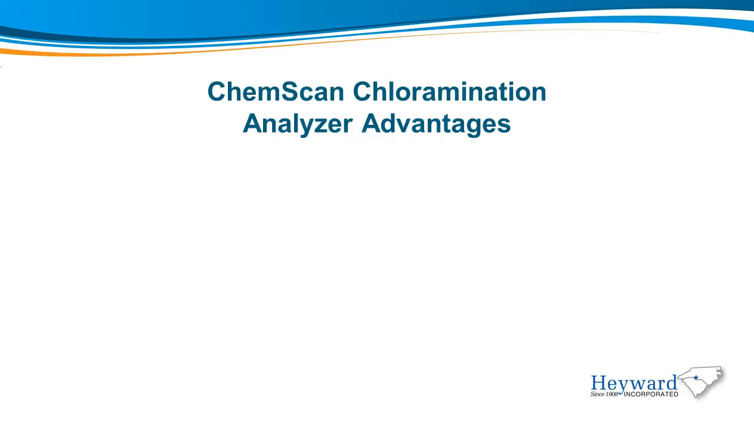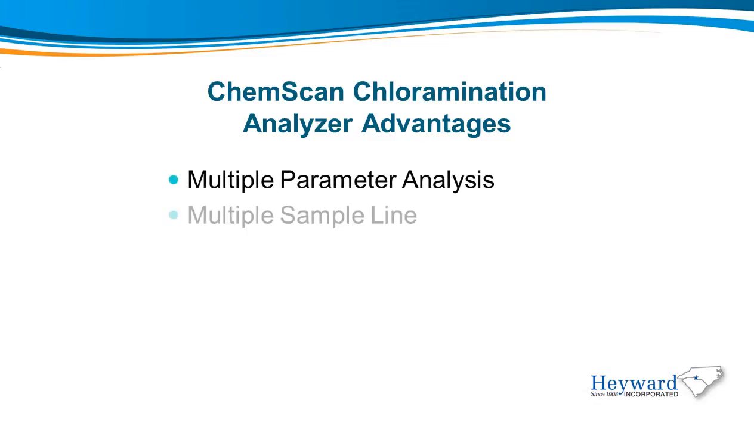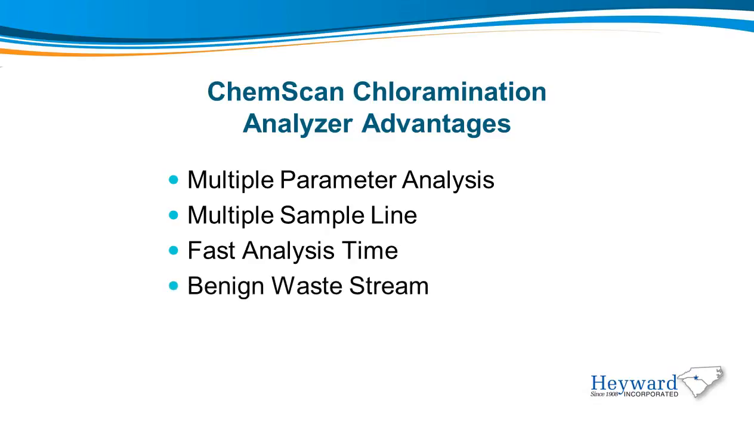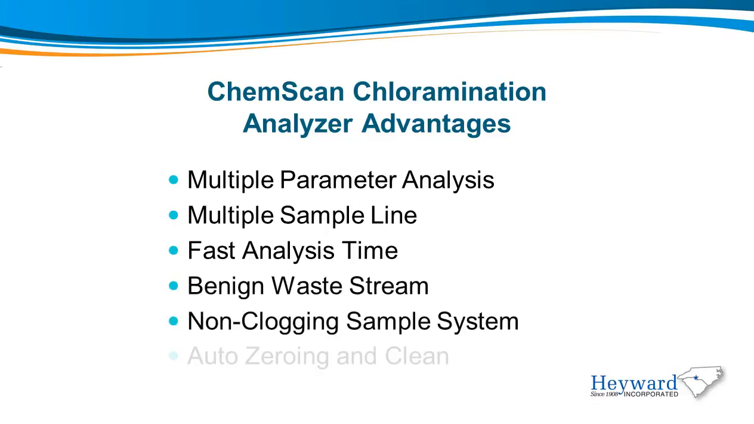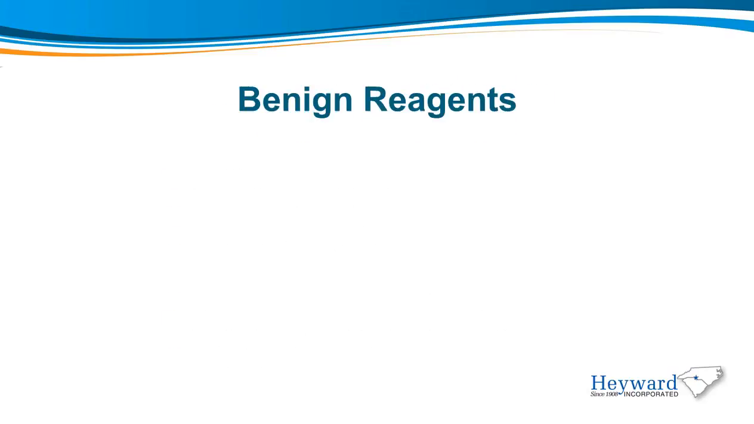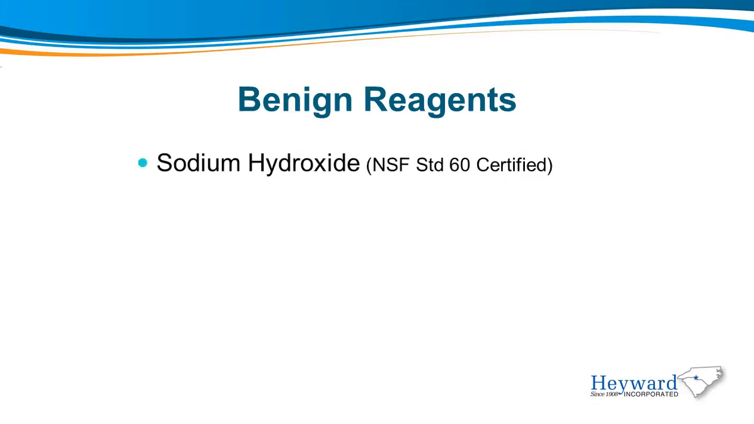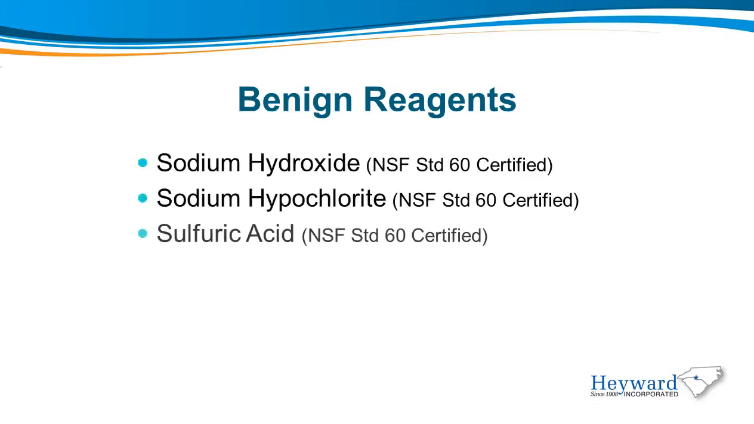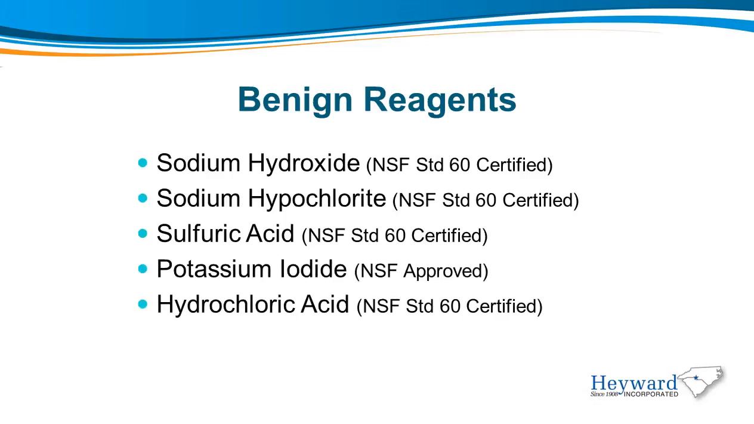ChemScan Chloramination Analyzer advantages include multiple parameter analysis, multiple sample line capability, fast analysis time, a benign waste stream, non-clogging sample system, and auto-zeroing and cleaning. The ChemScan analyzer uses benign reagents, sodium hydroxide, sodium hypochlorite, sulfuric acid, potassium iodide, hydrochloric acid, all of which are NSF 60 certified.